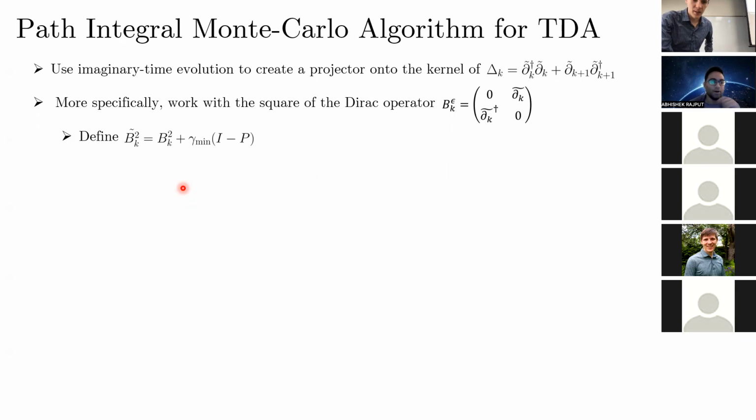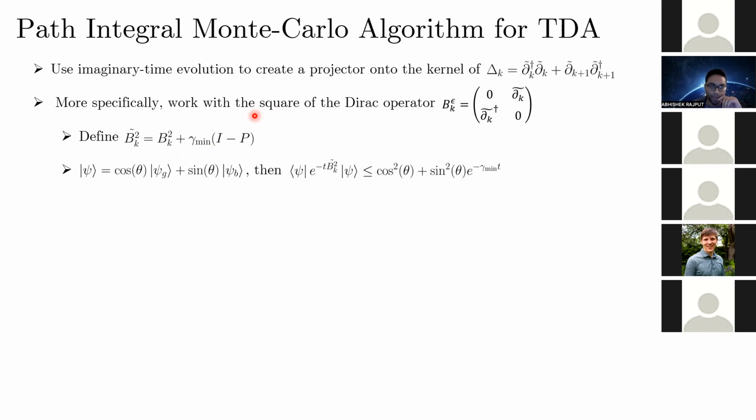Oh yeah, no worries. So all I was saying was that you still want to work with the square of this operator for this algorithm. But you slightly modify it by adding this additional term, which creates a projector onto the simplices that are actually there in your data set. And this gamma min factor over here is basically the spectral gap of this operator, the Laplacian rather.